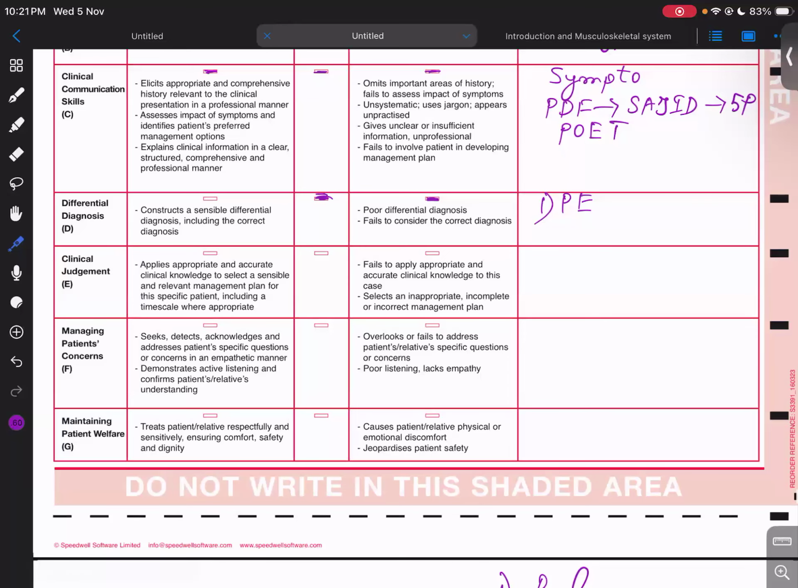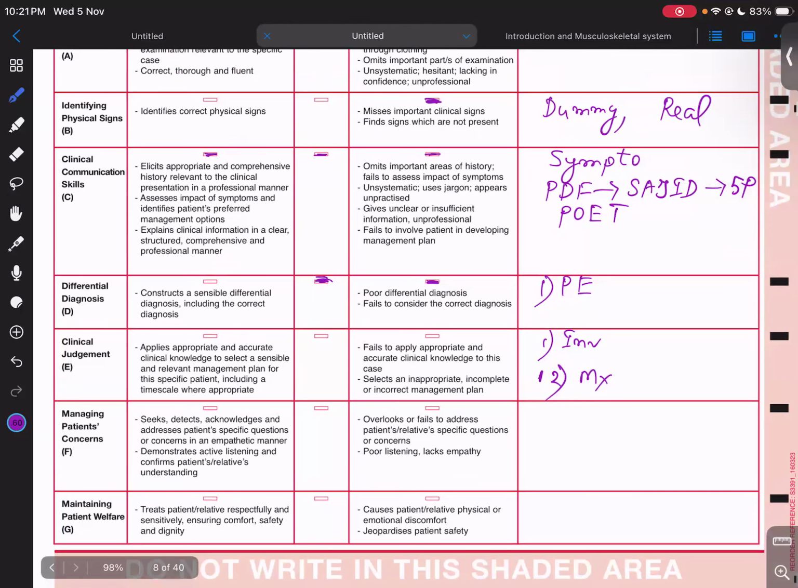For the clinical judgment, two types of questions are asked. One is investigation, another one is management. After you complete the examination and meet the consent, and the 50 minutes is over, the examiner is going to ask you 4 questions. First question: do you have any diagnosis or differential diagnosis? That is to give you a mark in the differential diagnosis section.